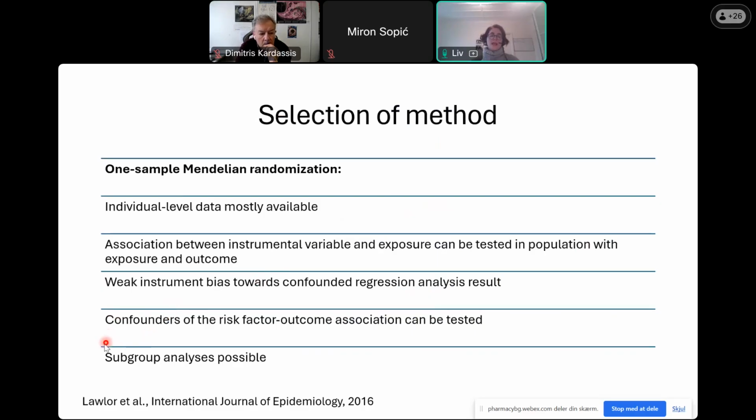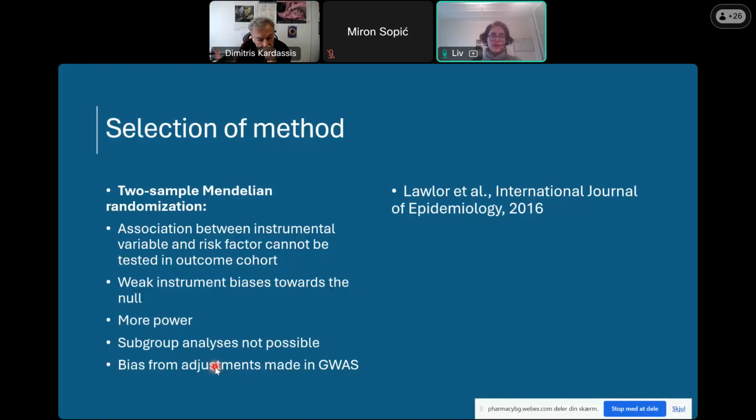And an advantage is that you can test for confounders of the risk factor outcome association. And another advantage is that you can do subgroup analysis. Then we have two sample Mendelian randomization. Here, a disadvantage is that you can't test the association between your instrumental variable and your risk factor in the outcome cohort. If you have weak instruments, they will bias the result towards null.